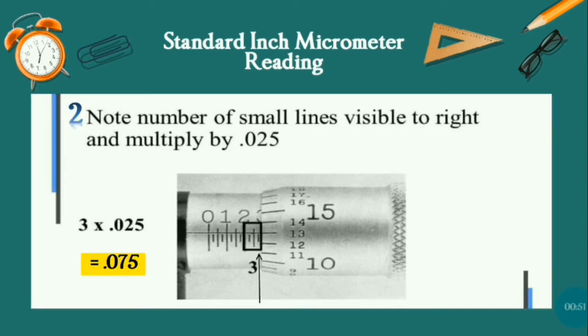Next, we must note the number of small lines visible to the right and multiply by 25,000ths of an inch. There are 3 lines that can be seen in the picture. So 3 times 0.025 is equal to 0.075, or 75,000ths of an inch. Very good.